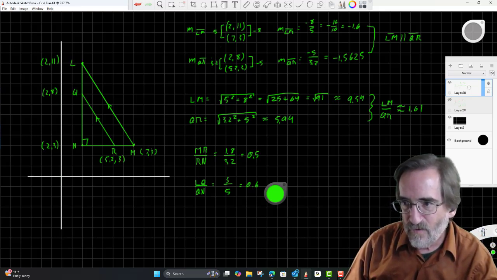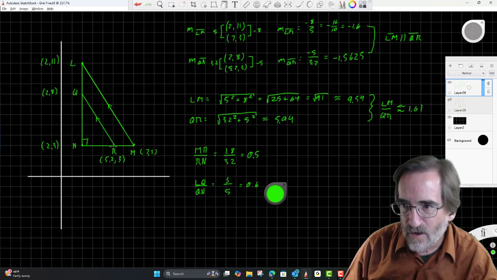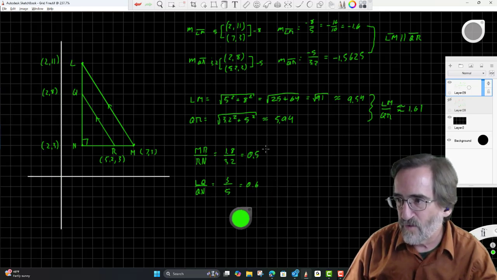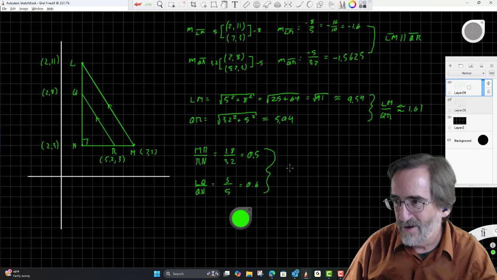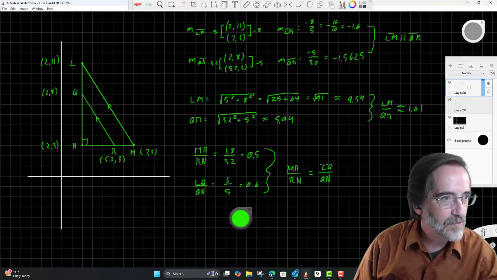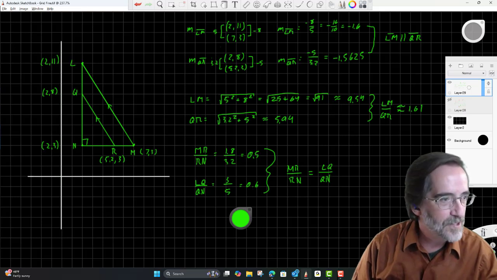Let's make sure. So 7, yeah, so that's 1.8. And 3.2. Yep, I did the arithmetic right. Okay, so we can say that they're proportionate about. So MR is to RN as LQ is to QN. Okay. LQ, QN, yep. We don't really need the distance formula for that.